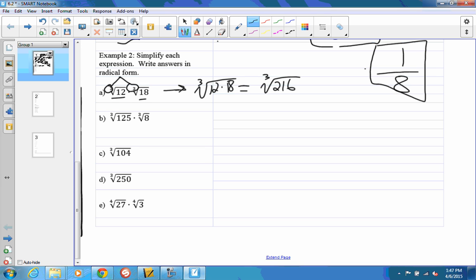Hopefully, though, you started building a little bit of number sets. And maybe you can tell me what the cubic root of 216 is. It is 6. If not, or if you just want to check and look on your calculator, that's totally fine. That's what the calculator's there for. So.